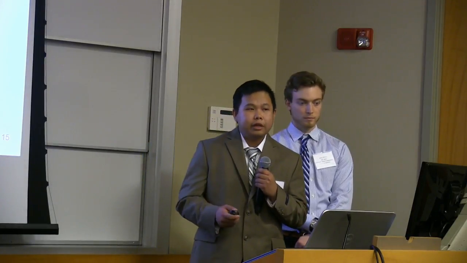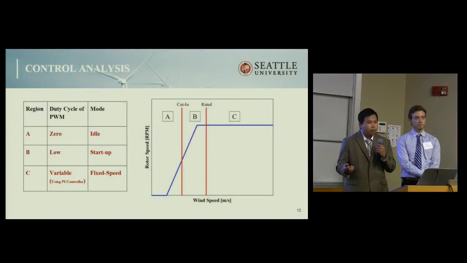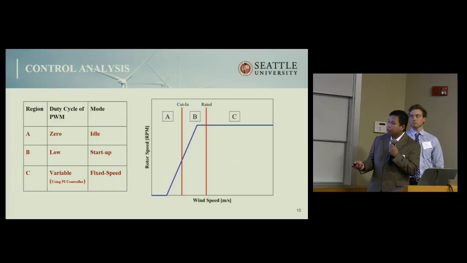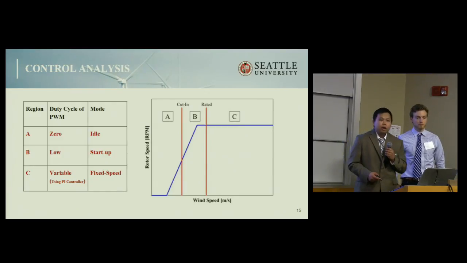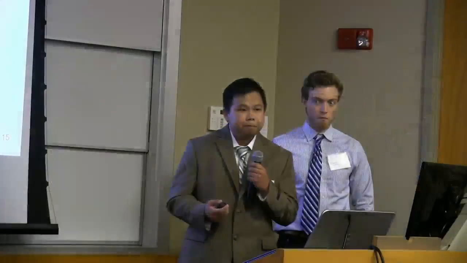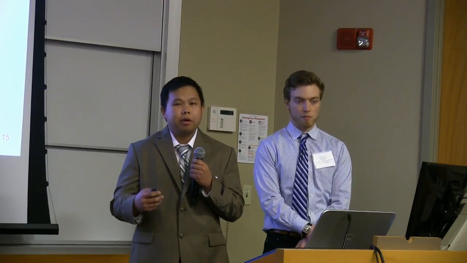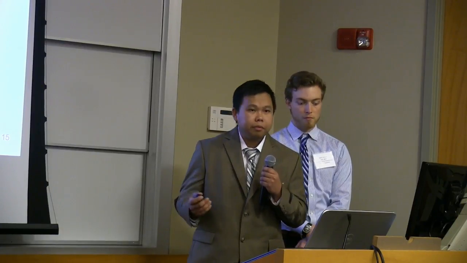This is mainly for the cut-in wind speed test. In region C, where the wind speeds are strong, our turbine will be operated as a fixed speed machine, using a proportional integral controller strategy to vary the duty cycle of the pulse width modulation signal. In most cases, our turbine will be operated as a fixed speed machine. The reason we want to regulate the speed is that we want to keep the power output relatively constant as the wind speed increases above the rated wind speed and the aerodynamic efficiency begins to decrease.